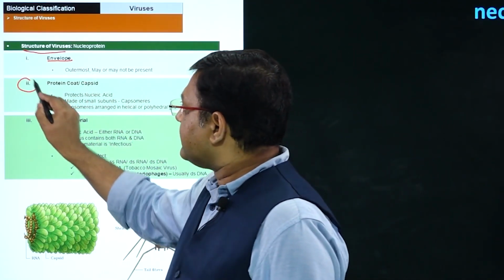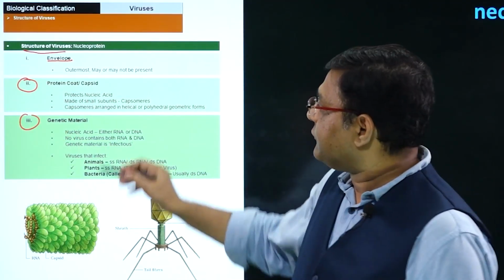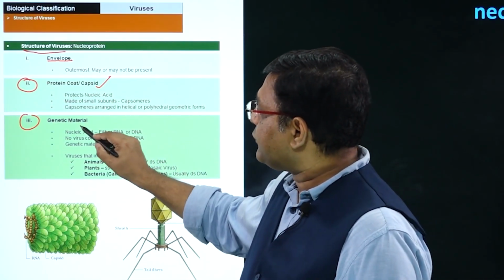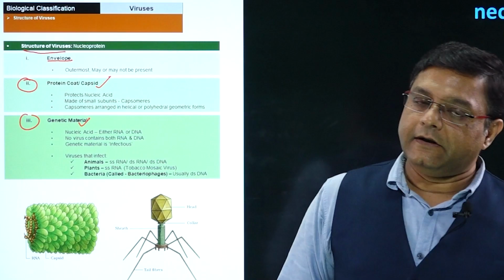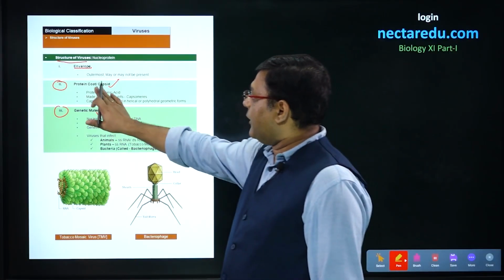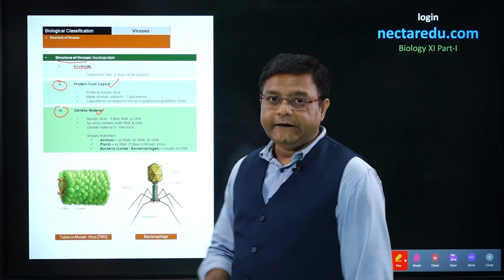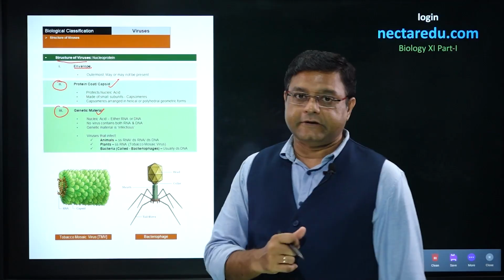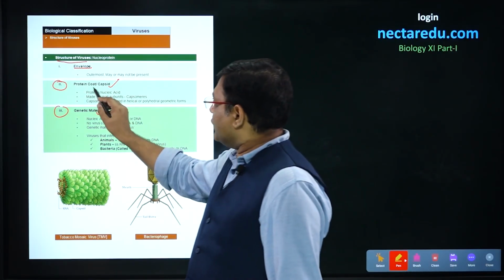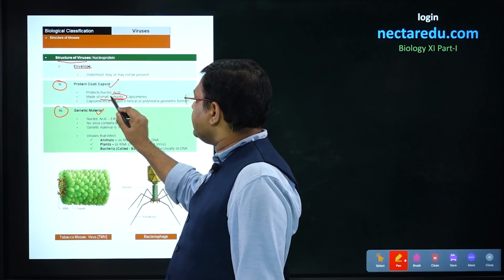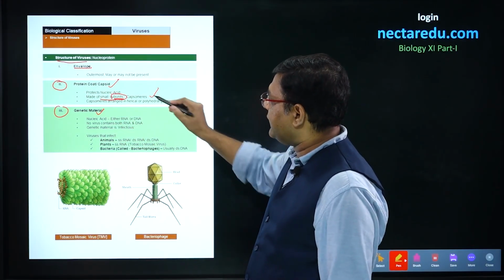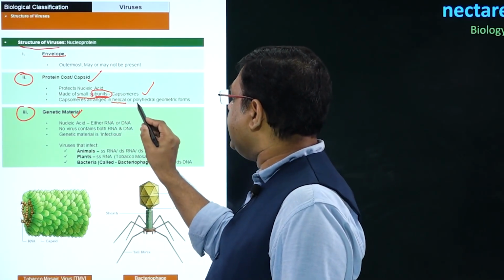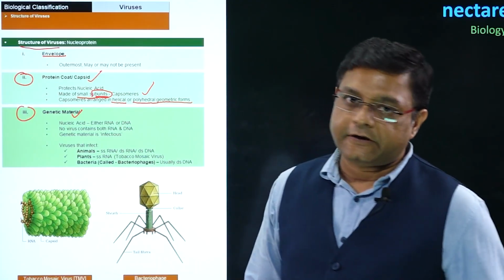Now, the two parts which are certainly present, the first part is called the protein coat or capsid, and inside the protein coat there will be genetic material. First, talking about the protein coat. Now, protein coat is the covering that will protect the nucleic acid or genetic material. This protein coat is formed of small subunits, and the subunits are called capsomeres. These capsomeres are arranged in certain helical or polyhedral geometric forms.